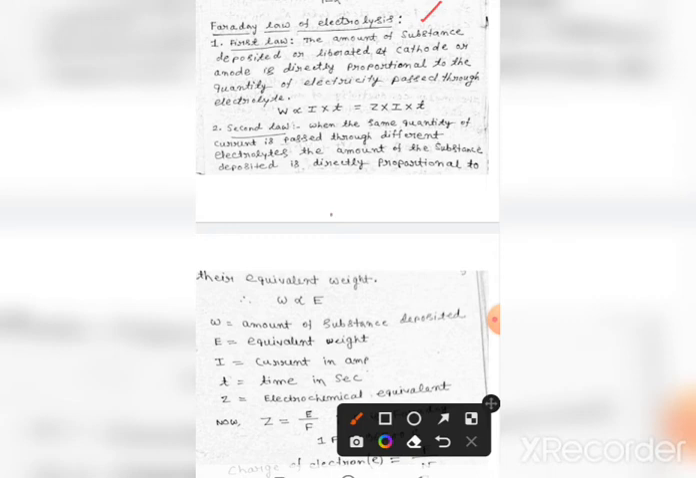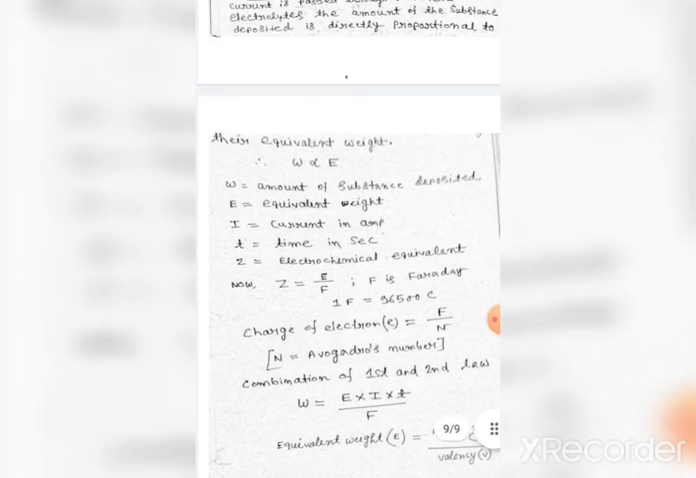W is the amount of substance deposited, I is the current in ampere, and T is the time in second. Remember that the time must be in second. If minute or hour is given, you need to convert into second. Q is equal to IT, and the unit of Q is coulomb.